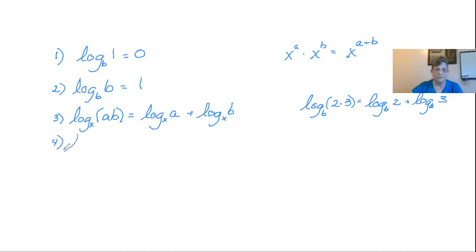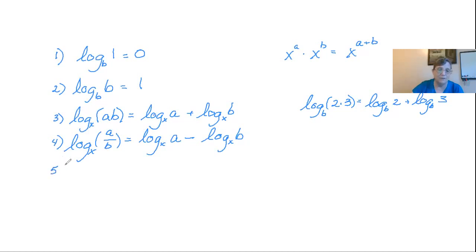The quotient rule: if you have the log of a over b, a fraction, just like your exponents, x raised to a power divided by x raised to a power, you subtract your exponents. So if you've got the log of a fraction, you can do the log of the top minus the log of the bottom.